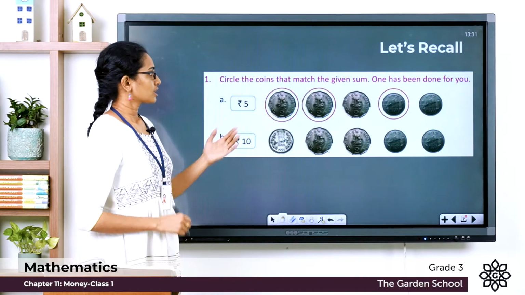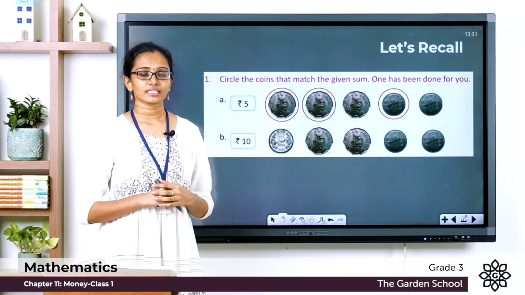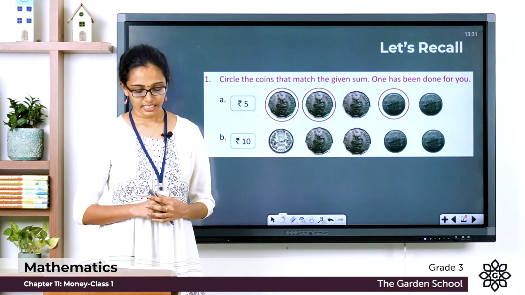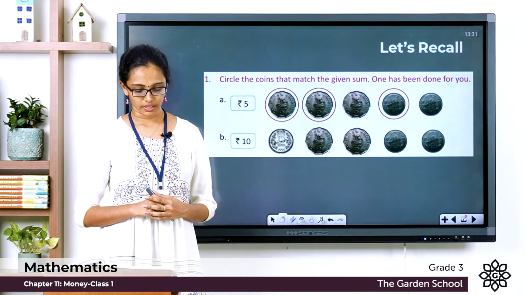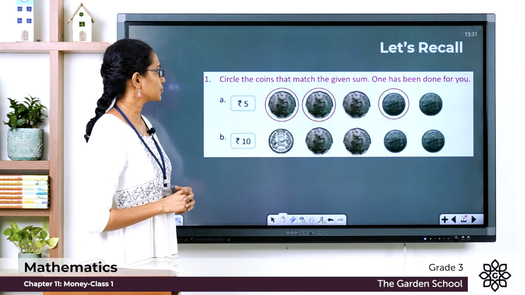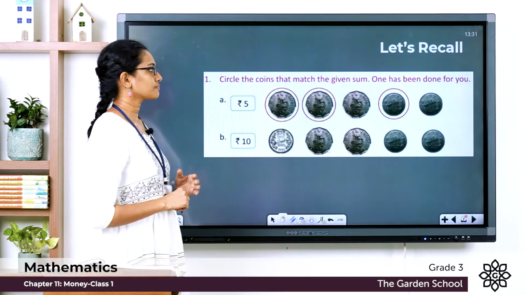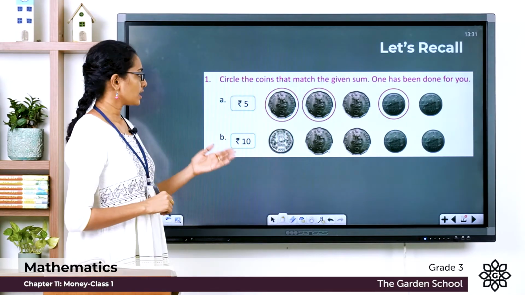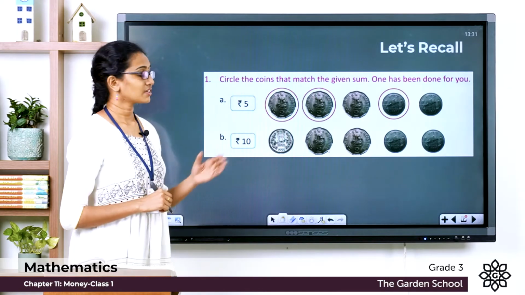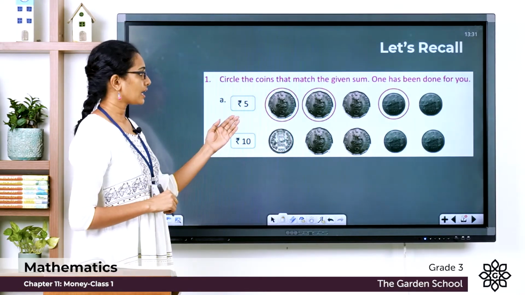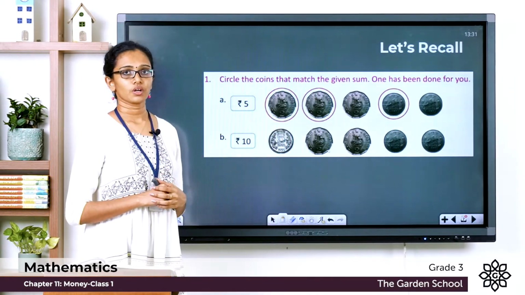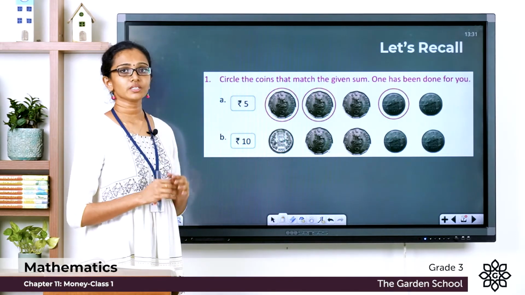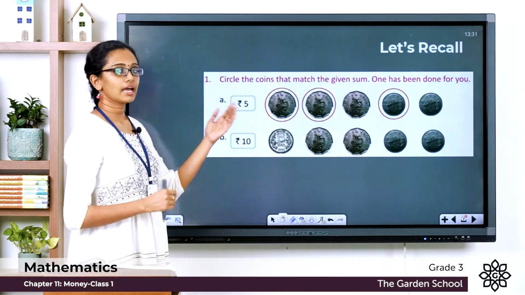Now, here we have the let's recall exercise. You can see the exercise in page number 146 of your textbook. Let me read the question to you. Circle the coins that match the given sum. One has been done for you. So, here you are given an amount. The first one is rupees 5 and here a few coins are shown. You have to circle the coins which will add up to the given amount.